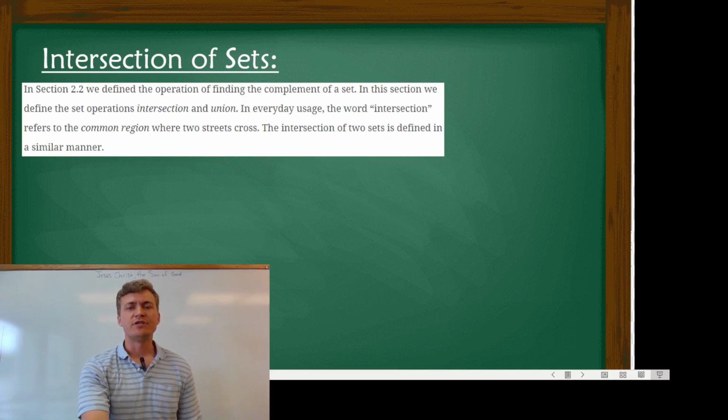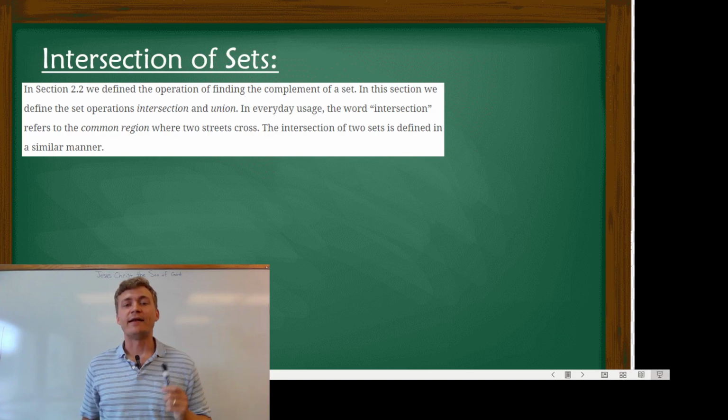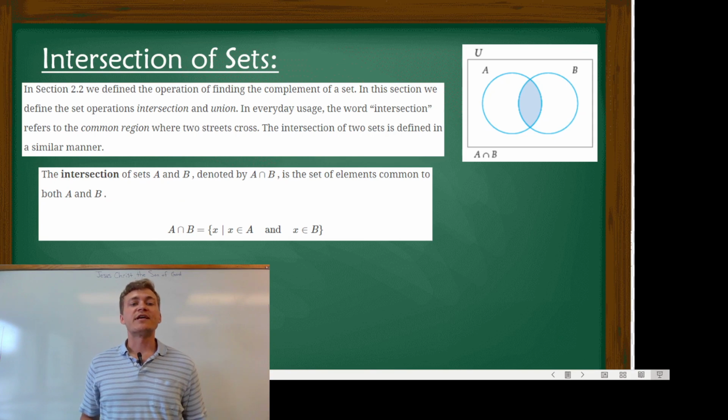In everyday usage, the word intersection refers to the common region where two streets cross, right? Next to campus, we have Cherry Avenue and University. They cross at an intersection. It's the part of the road that is in both of the two roads. The intersection of two sets is defined in a similar manner, and is denoted as follows.